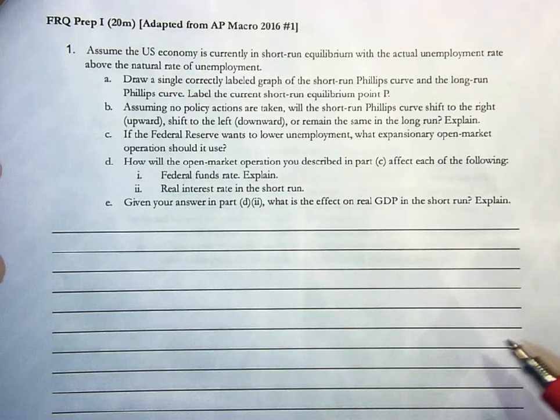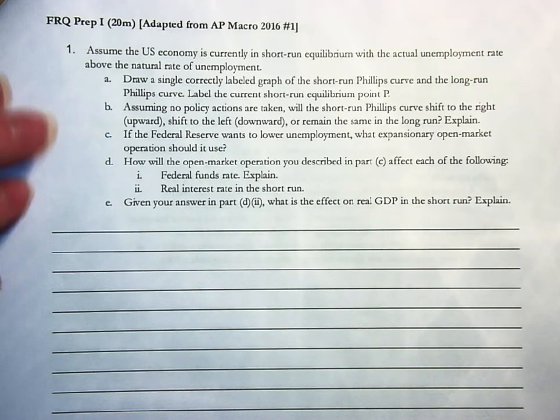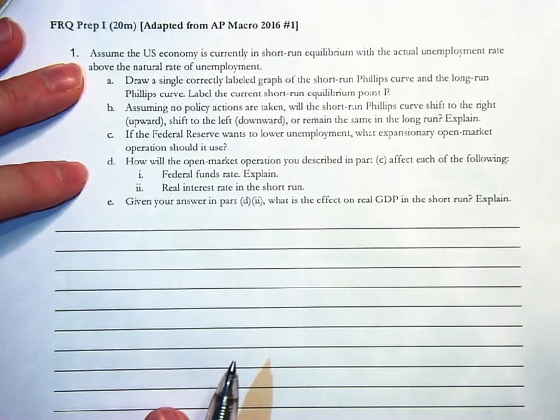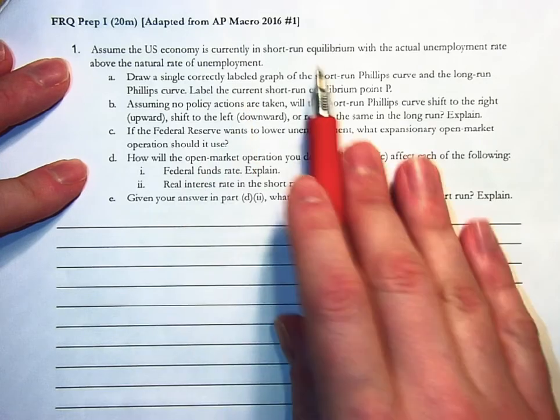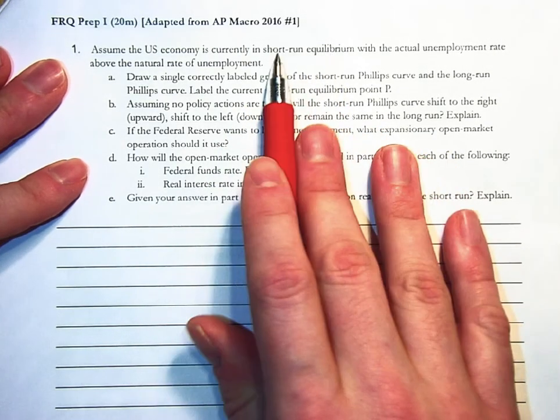Do a quick little FRQ prep for this problem. This is adapted from the AP Macro Exam 2016 number 1 here. First it says, assume the U.S. economy is in a short-run equilibrium. So in other words, hey, they're not at the long run.